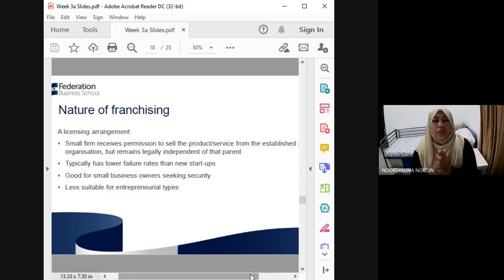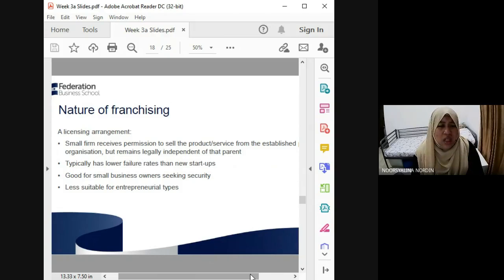So it's so called the same as a licensing business, but what I'm trying to tell you all is that in a franchising agreement, we have the right as the franchisee to operate the business with the permission of the franchisor. Of course, we're relying more on our parent company, which is the franchisor, and it typically has lower failure rates than new startups compared to, like, a sole proprietorship. Franchising is more, I can say, stable in terms of strength and also their strong brand name.